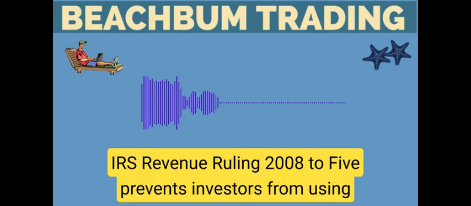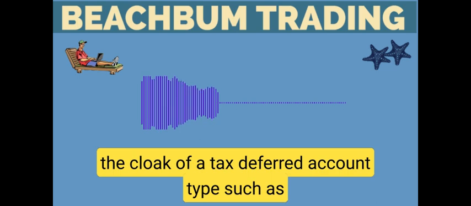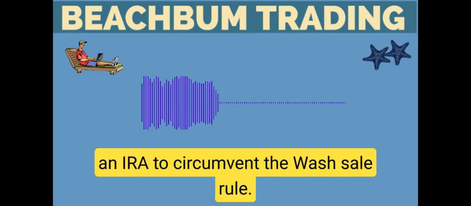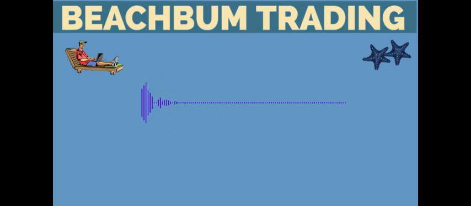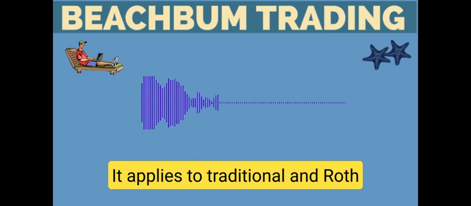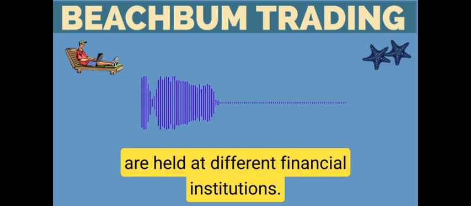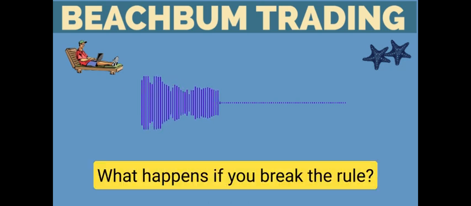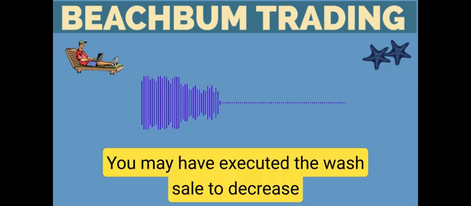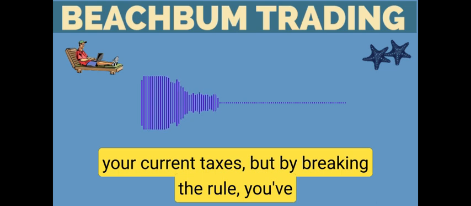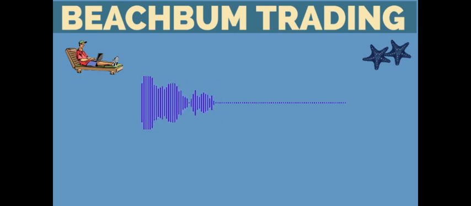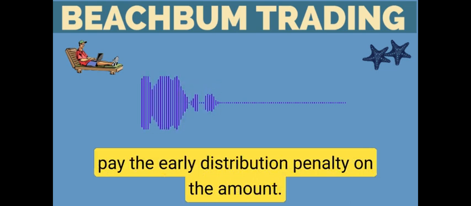IRS Revenue Ruling 2008-5 prevents investors from using the cloak of a tax-deferred account type such as an IRA to circumvent the wash sale rule. It applies to traditional and Roth IRAs, regardless of whether the IRAs are held at different financial institutions. What happens if you break the rule? You may have executed the wash sale to decrease your current taxes, but by breaking the rule, you've only deferred the taxes and you may have to pay the early distribution penalty on the amount.